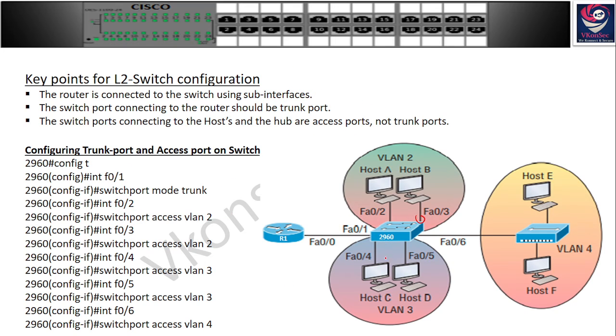If you are talking about f0/4, this is for VLAN 3. If you are talking about f0/5, switchport access VLAN 3, this is part of VLAN 3. If you are talking about f0/6, I am talking about this one, the hub is directly connected. This is also an access port, right?